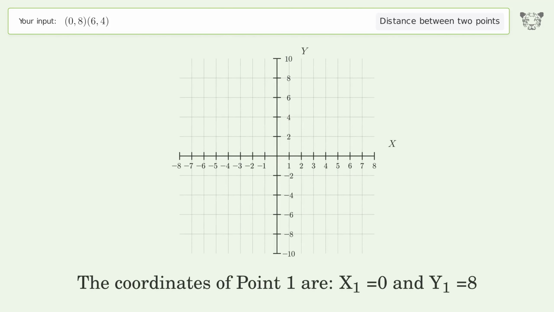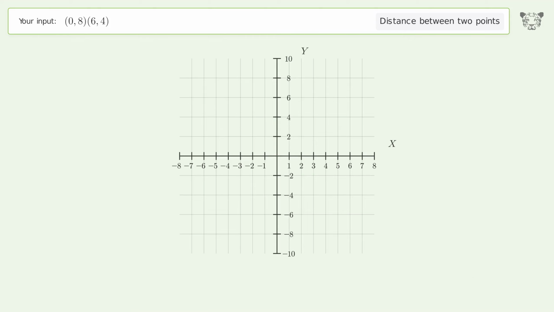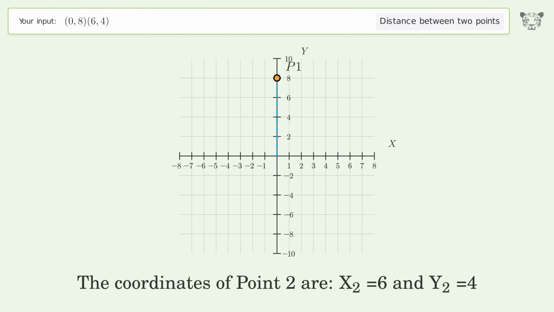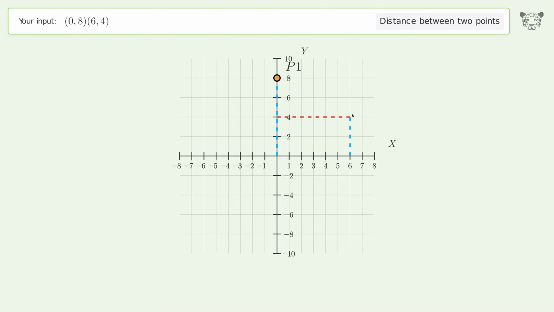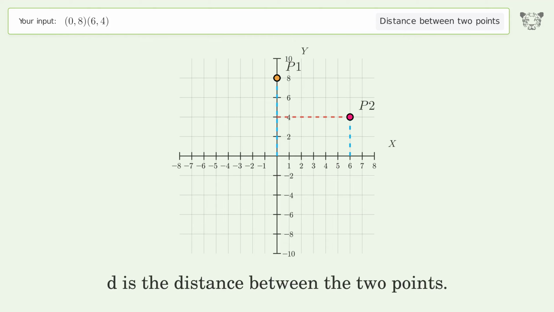The coordinates of point 1 are, x1 equals 0 and y1 equals 8. The coordinates of point 2 are, x2 equals 6 and y2 equals 4. D is the distance between the 2 points.